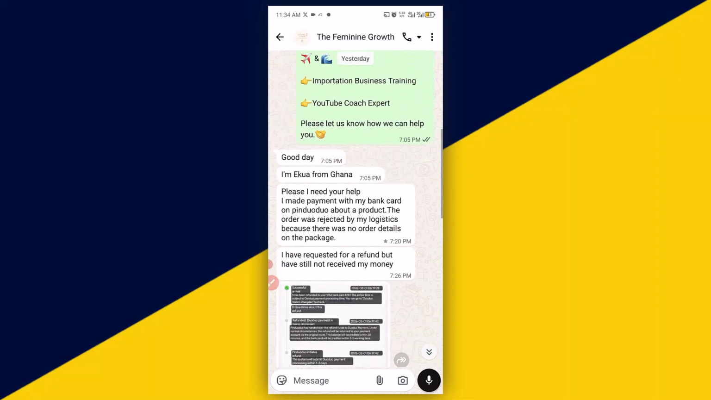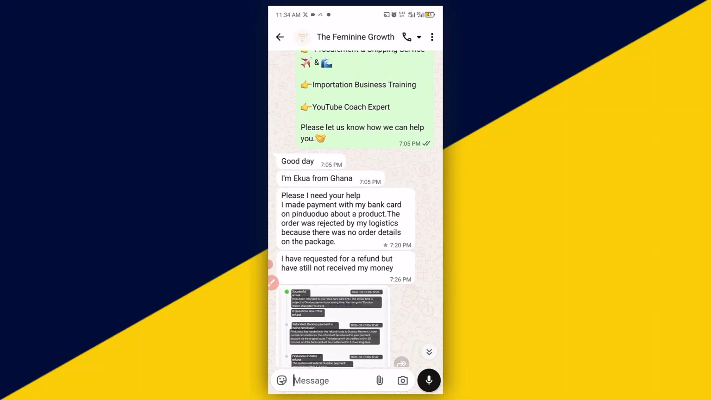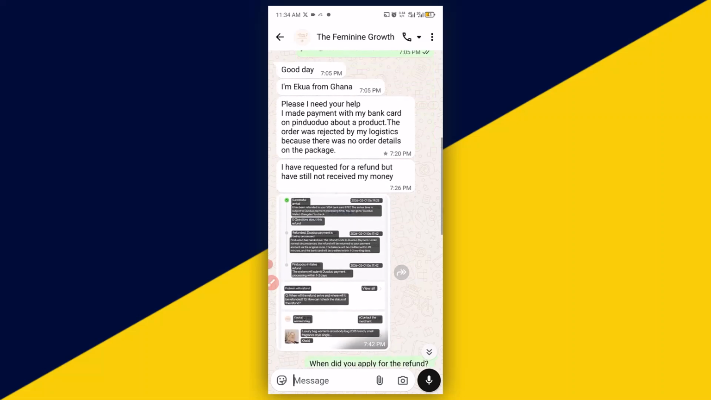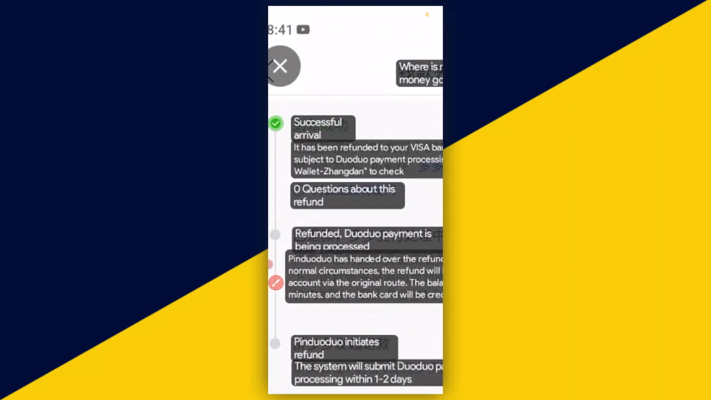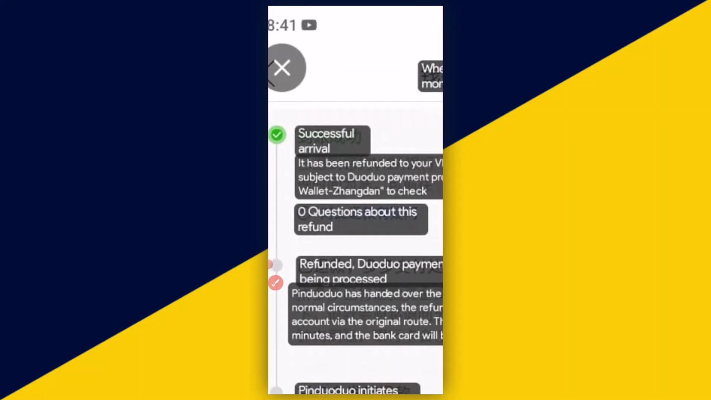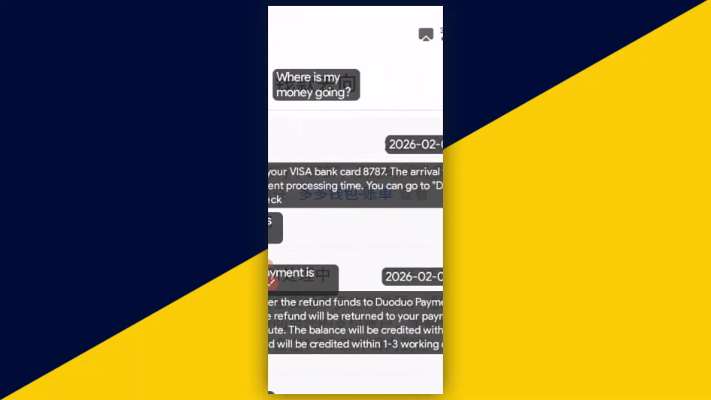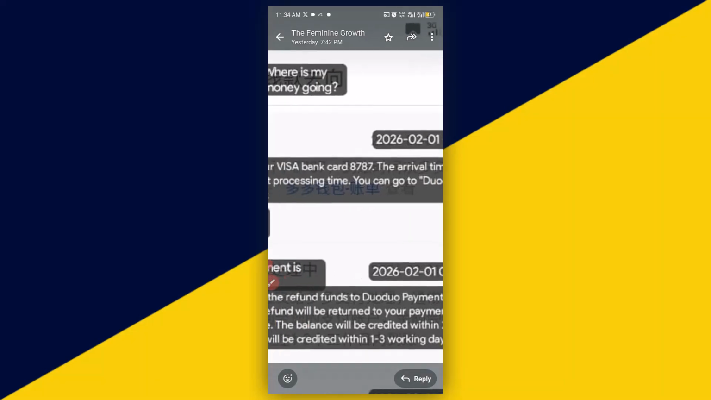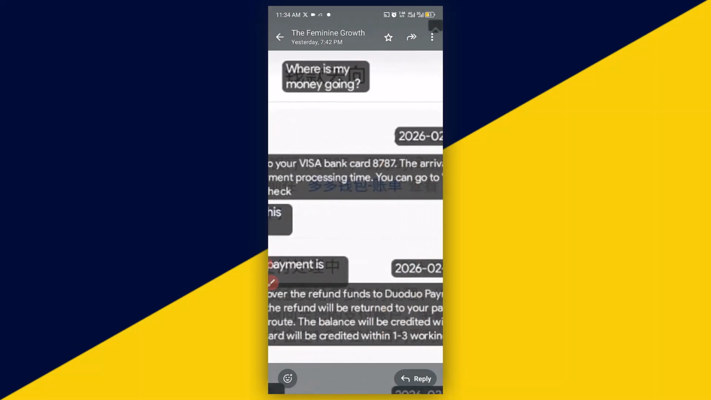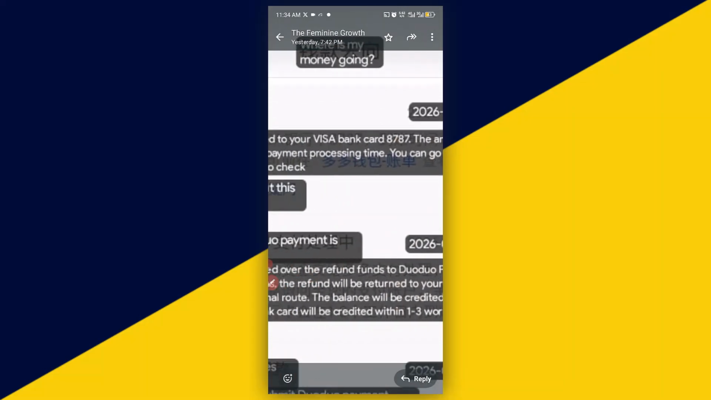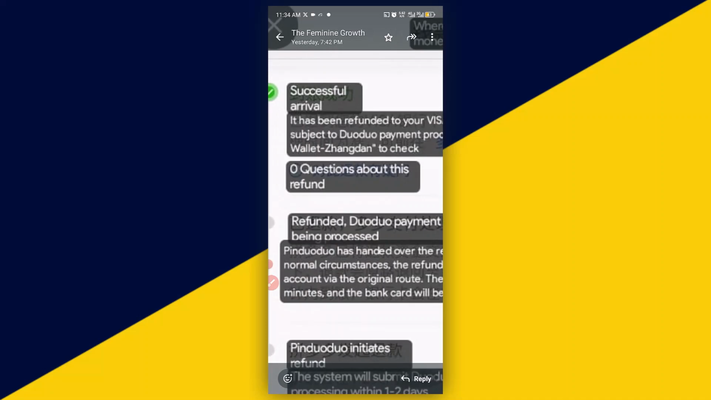This is where the problem starts right here, and I will tell you why this person did not successfully receive their money into their bank card. They later sent this particular screenshot, which showed that the refund was successful. I'm going to enlarge this page so everyone can see. Here you can see successful. It has been refunded to your Visa bank card that ends with this number. The arrival time is subject to Duoduo payment processing time, you can go to Duoduo wallet to check.